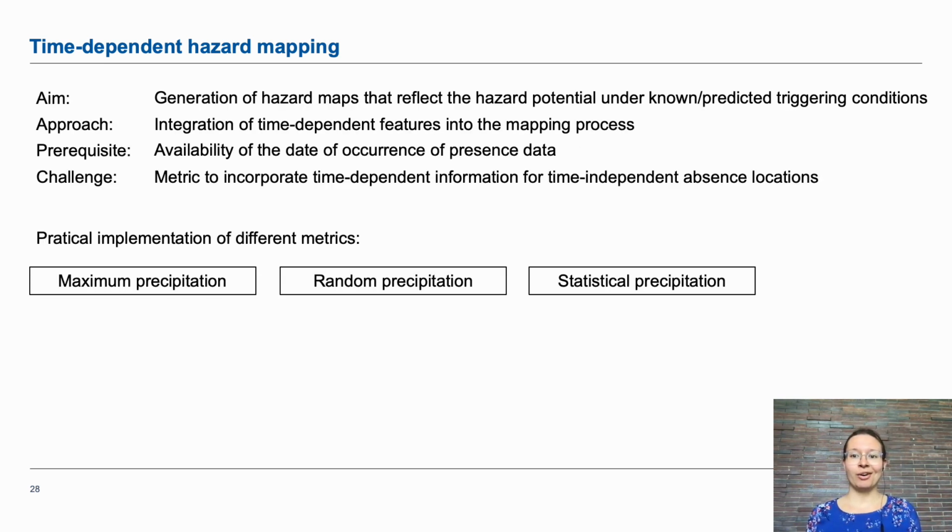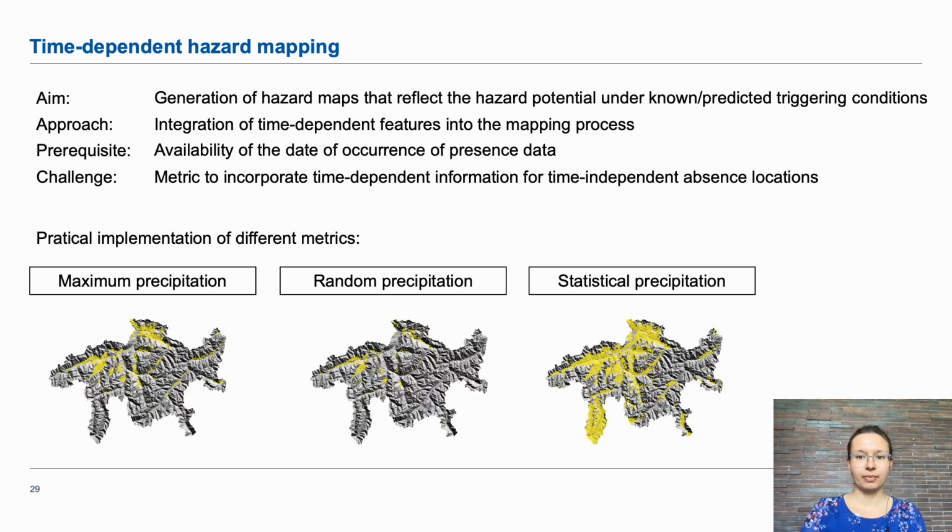Well, that was quite a lot of information in a short period of time, but there are 2 important things I would like to highlight. Firstly, there are different metrics with individual advantages and disadvantages that could be integrated into the training dataset. And secondly, the integrated precipitation metric has a huge influence on the final hazard map. You can see here these 3 different hazard maps that only differ by the precipitation metric used for the absence locations in the training dataset.